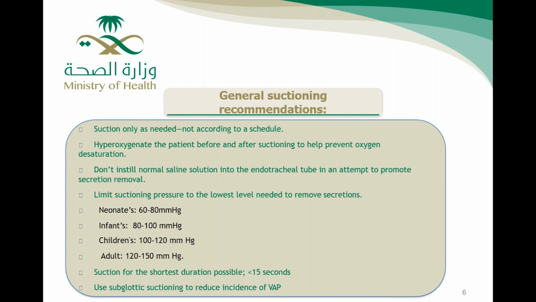Limit suctioning pressure. We have a pressure for each age group of patient. For example, in one table the levels are neonates 60 to 80, infants 80 to 100 millimeters of mercury, children 100 to 120, and adults 120 to 150. In the other table, infants including neonates are 60 to 80, children 80 to 100, and adults 100 to 120.